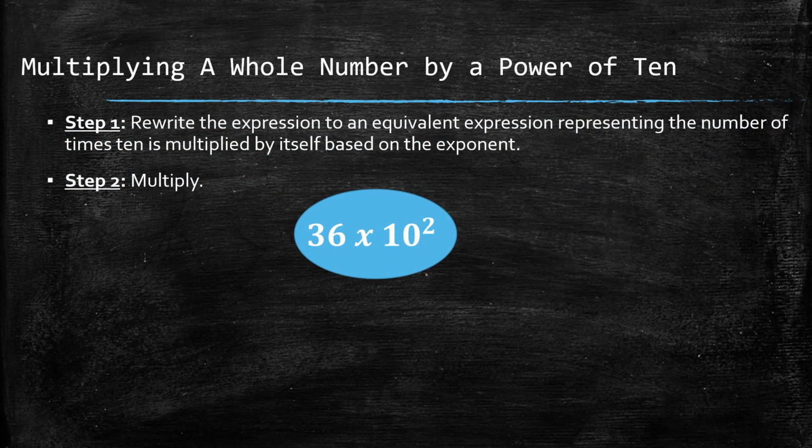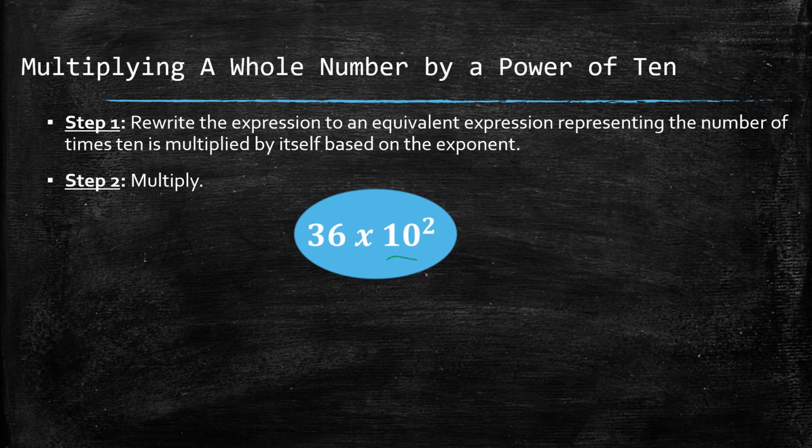Now we're going to use what we've learned so far to help us multiply a whole number by a power of 10. We're going to do the problem 36 times 10 to the second power. First, we're going to rewrite the expression to an equivalent expression, representing the number of times 10 is multiplied by itself based on the exponent.